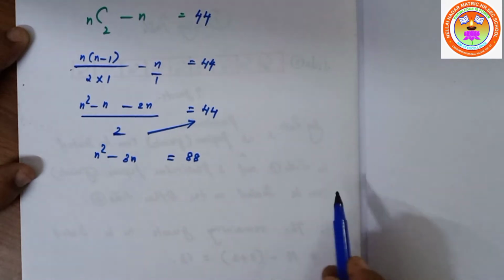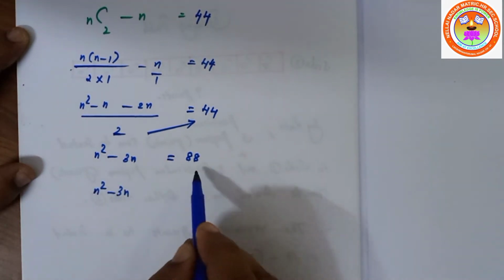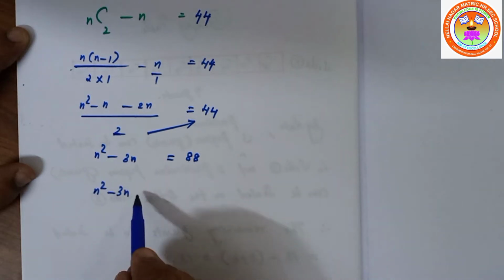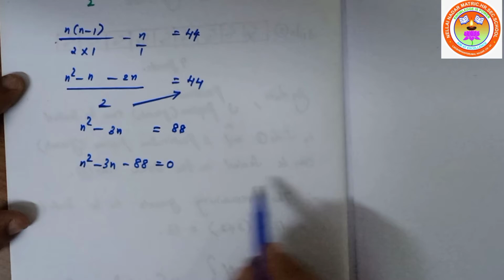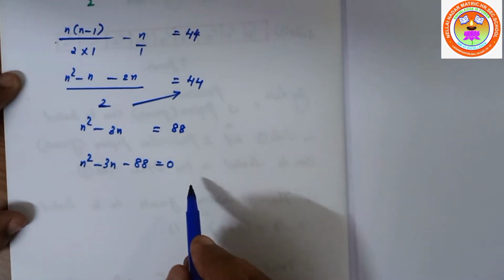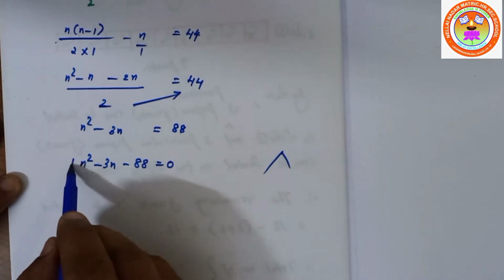You have to cross multiply. Okay, then n squared minus 3n, this plus 88 comes to the left hand side of the equal sign, it becomes minus 88, that is equal to 0. Children, it is a quadratic equation. It can be solved. We can go for splitting the middle term.